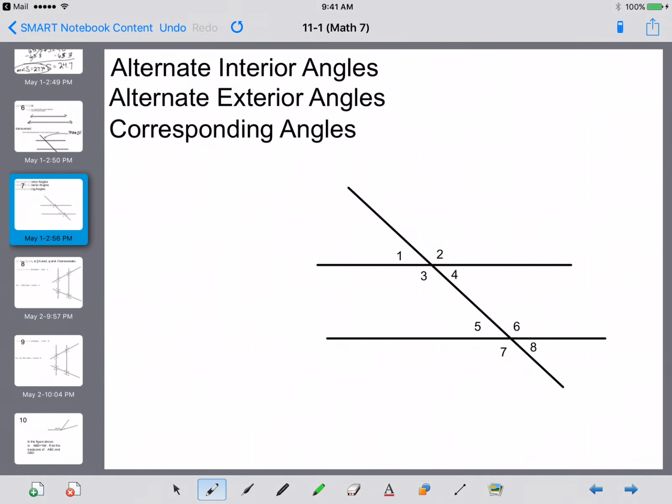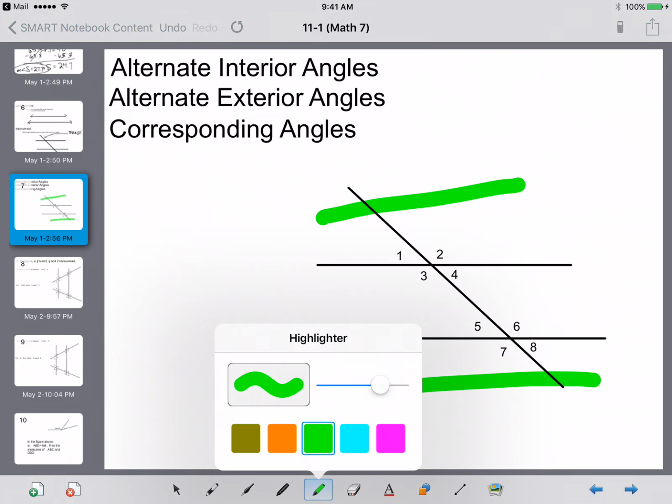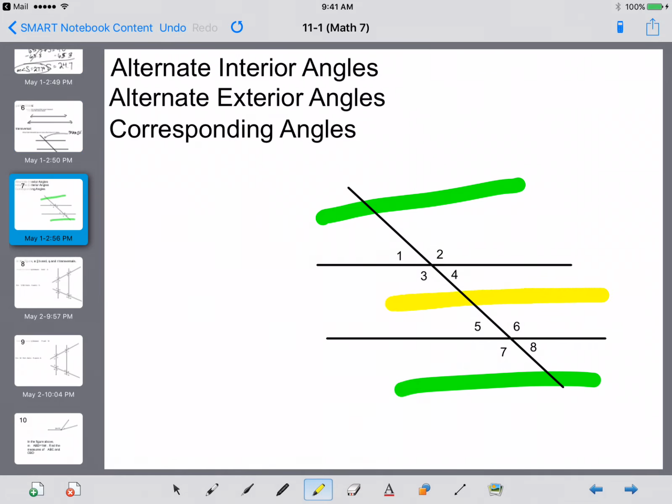Now here's even more vocab words for you. We're starting off with alternate interior angles. Alternate interior angles are on the opposite sides of the transversal and inside the parallel lines. Your exterior is on the outside of the lines. Your interior is inside, think like interior design. Exterior is outside, think the exit. So your alternate interior angles are across from each other.